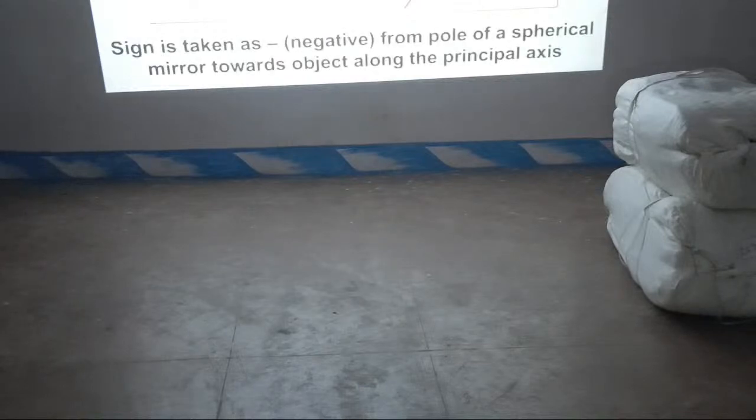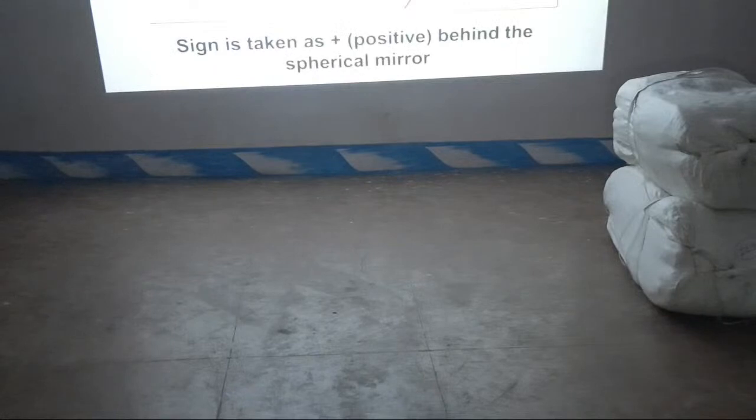Sign is taken as negative from pole of a spherical mirror towards object along the principal axis. This means sign is always taken as negative, minus, in front of a spherical mirror. For example, the distance of object is always taken as negative, minus, in case of both types of spherical mirror, that is concave and convex mirror.